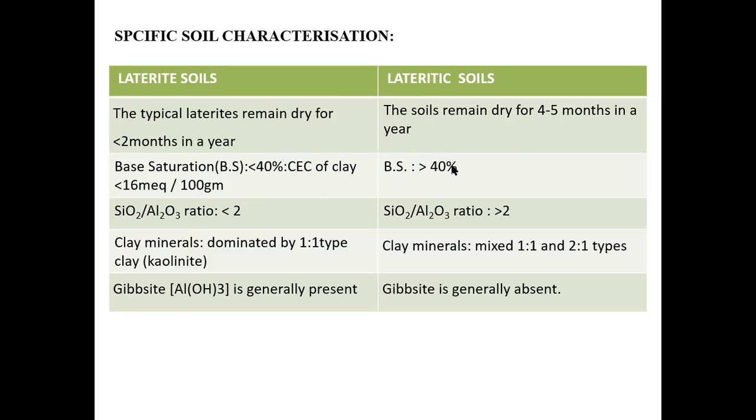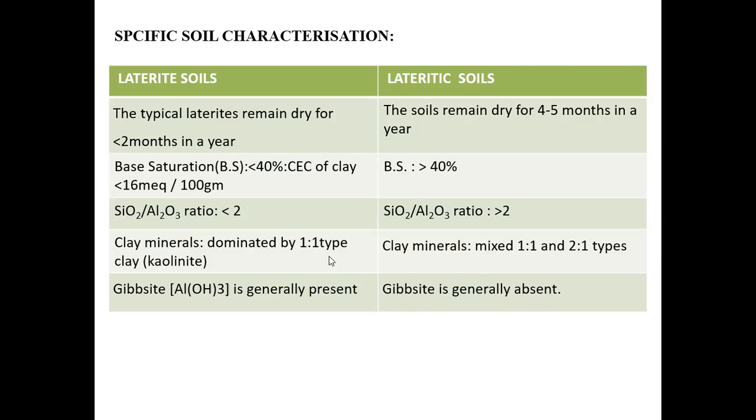Here, in laterite soils, the base saturation is more than 40%. The silica to sesquioxides ratio, silicon to aluminum oxides, is less than 2 in one and more than 2 in the other. The clay minerals are dominated by 1:1 type, mostly kaolinite, we can see. Here is a mixture of both types. Gibbsite is generally absent here. Gibbsite layer is completely absent here, but, sorry, it is present in laterite soils. It is absent in lateritic soils.